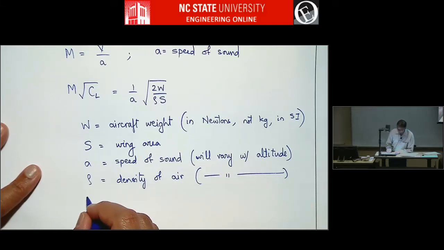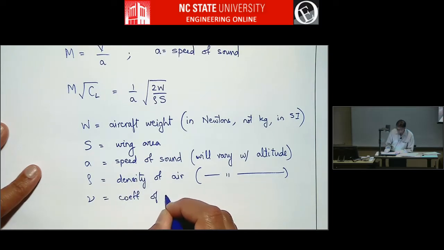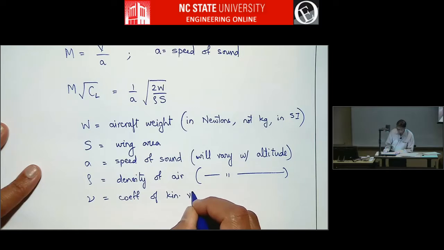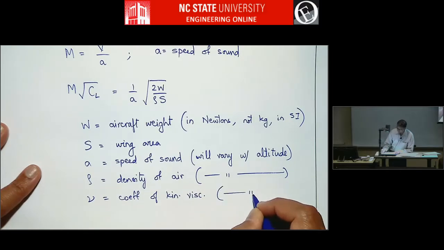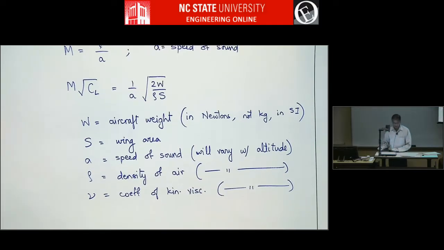That will also vary with altitude. Nu is coefficient of kinematic viscosity. This will also vary with altitude. So you have to get these from atmospheric tables. So I'm not deriving this. I mean, it's a pretty simple thing. You folks can do that.